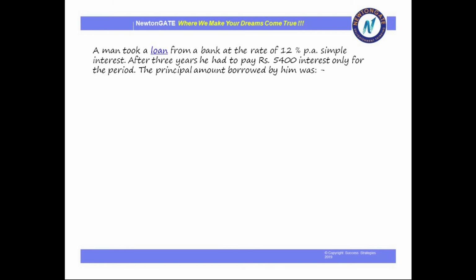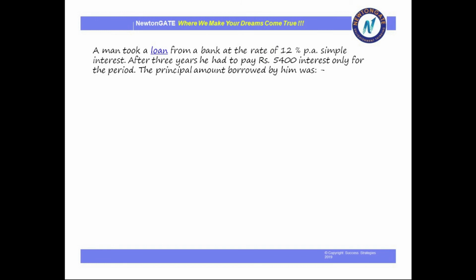Okay. So, let us go through the question. A man took a loan from a bank at the rate of 12% per annum, simple interest. After 3 years, he had to pay rupees 5400 interest only for the period. The principal amount borrowed by him was. Now, going through the question, you can clearly understand that we are asking you the principal amount. The simple interest is given, the rate also is given, and the time also is given as 3 years.